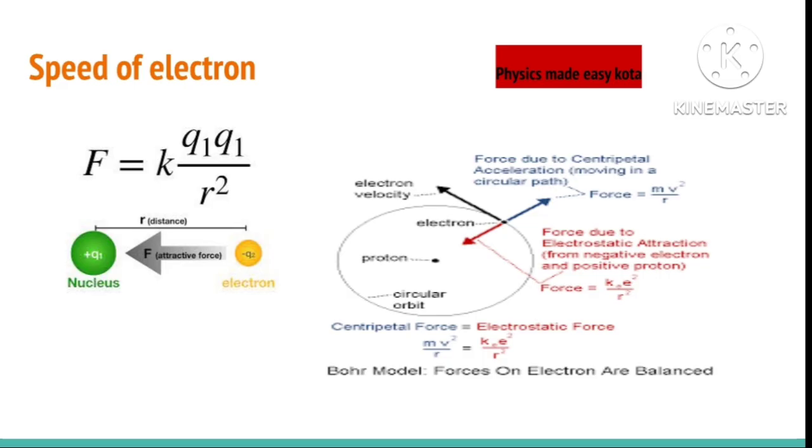So the Coulomb force of attraction is balanced with the centripetal force. So we get the equation: centripetal force is equal to the electrostatic force given by Coulomb's law. So m v square divided by r is equal to k into e square divided by r square. So these forces are balanced and these forces act on the electron. Then we further cross multiply the equation and we get the answer for the speed.